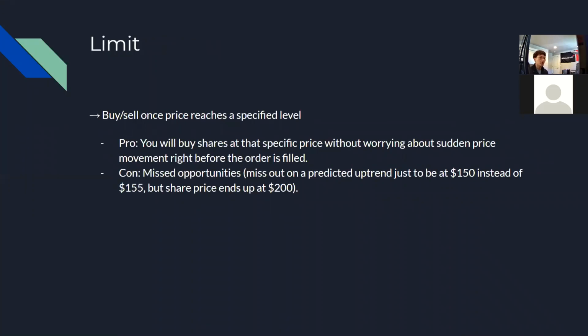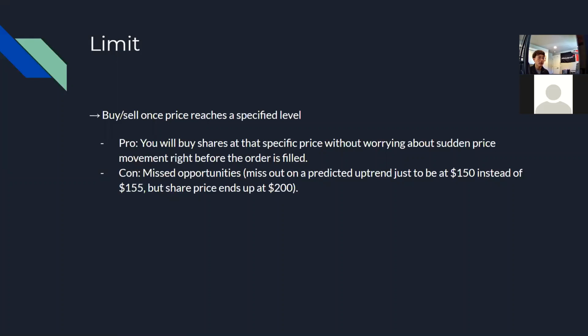So the next type of order is a limit order. There are many different types of limit orders. We'll just go into the most basic generalized version of it. The limit order is an order to buy or sell once the price reaches a specified level. Some of the pros about using a limit order is that you will buy shares at that specified price without worrying about a sudden price movement causing the price to jump or fall all of a sudden. You're buying at a weird price.